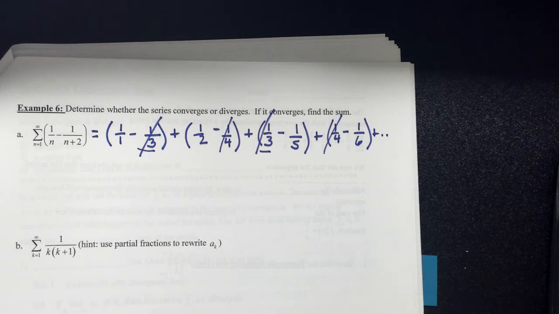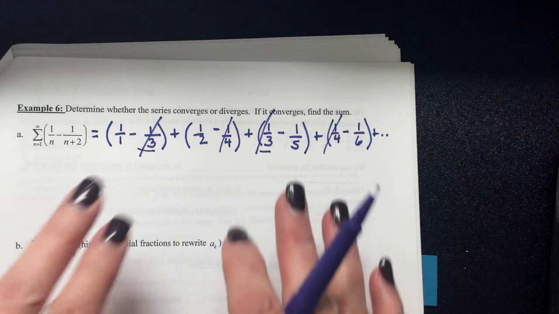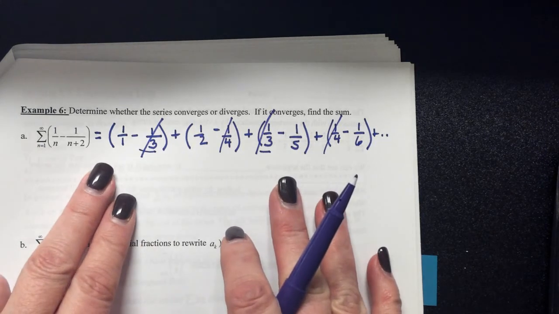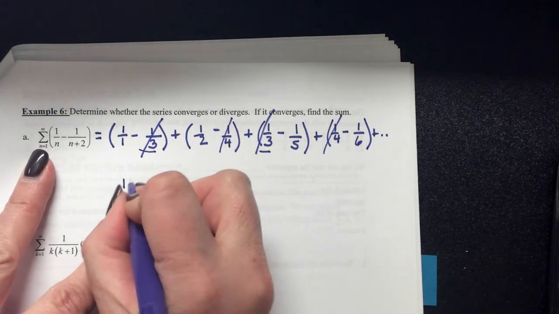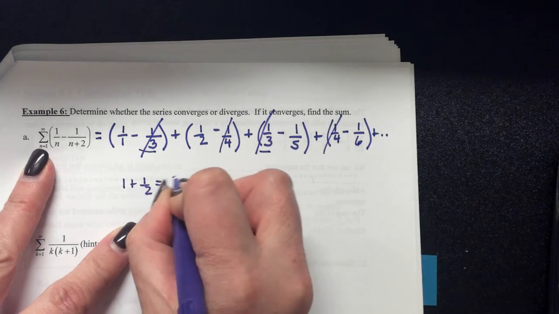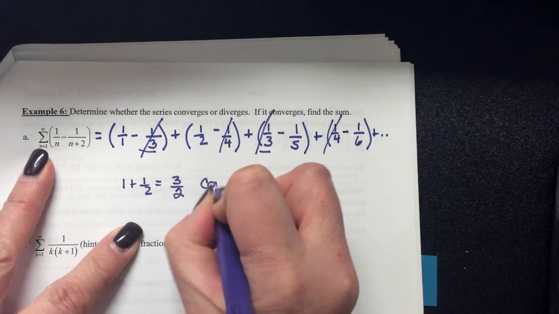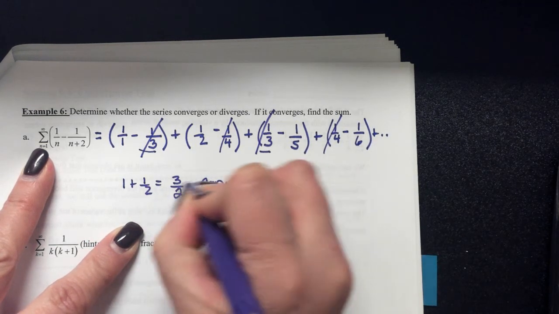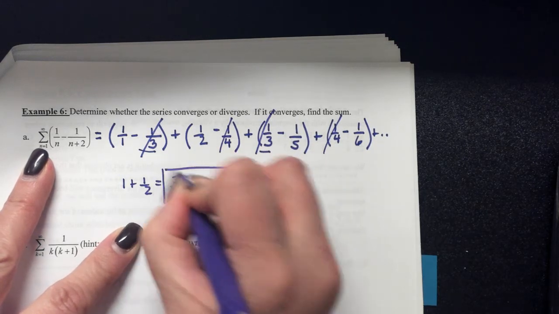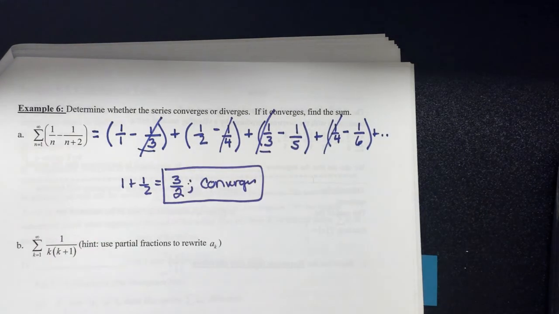So what are the only two terms remaining in this particular series that are not going to cancel out? 1 and the 1/2. So if I add 1 plus 1/2, that's going to give me 3/2. So again, this series is going to converge. Okay, so that's how the telescopic works.